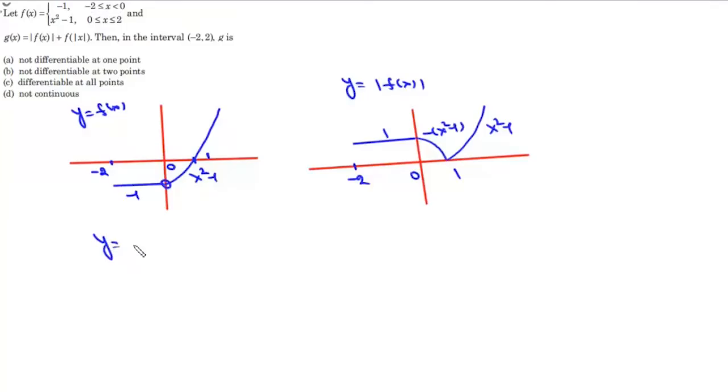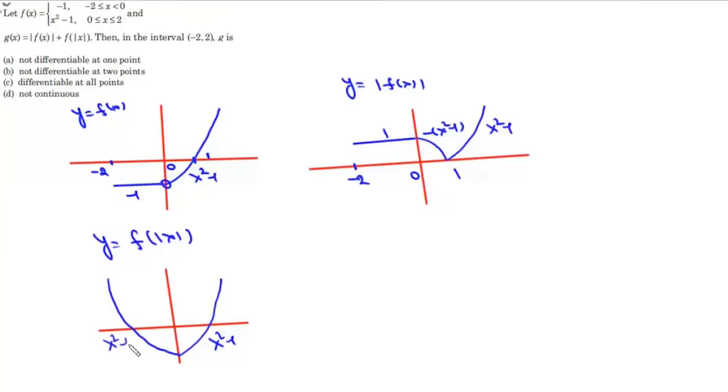Now we'll draw f(mod x). For f(mod x), we erase the graph from the second and third quadrant, and then we take reflection of right on left. So on the right we have this x square minus 1, and if we take its reflection on the left, it will be x square minus 1. So f(mod x) is simply x square minus 1.